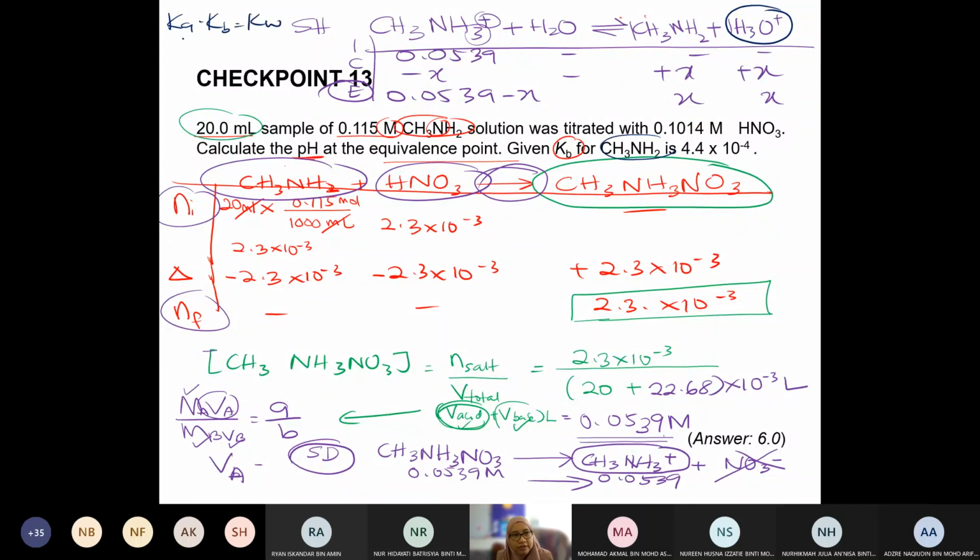Okay, alright. So, Ka, this is the one that we need to find. Kb is given, Kw is a constant. So, you akan dapat Ka is equal to Kw over Kb, berapa? Kw 1.0 times 10 to the power of negative 14 over 4.4 times 10 to the power of negative 4. Okay, you dapat the value. Semua nak cari. 10 exponent negative 14 divided by 4.4 exponent negative 4.